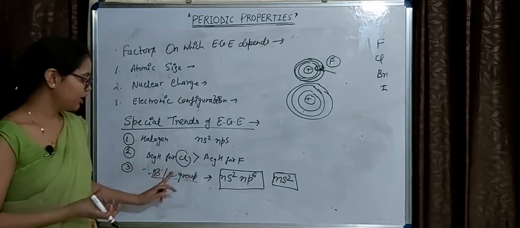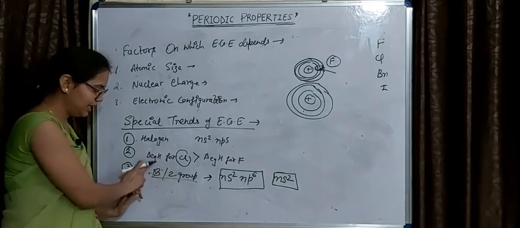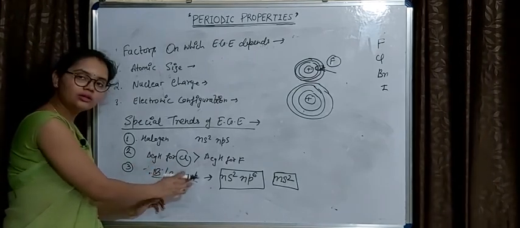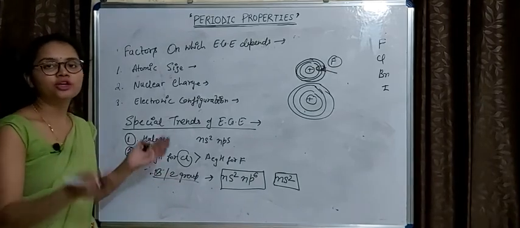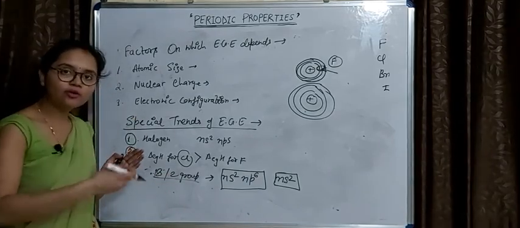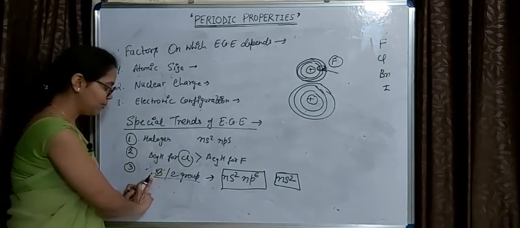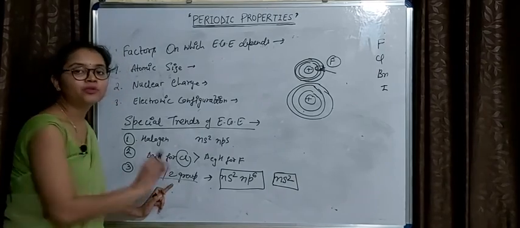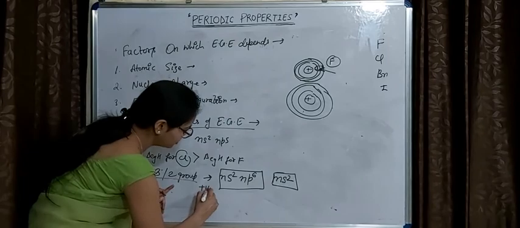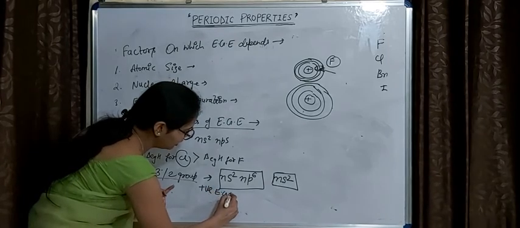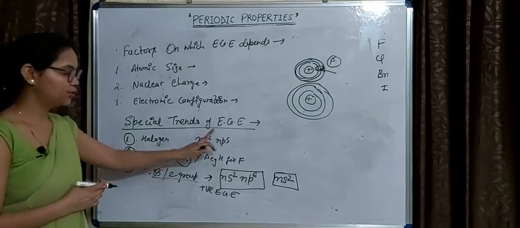So if you want to add an electron to group 18 elements or group 2 elements, then you have to provide energy. Because we are providing energy to add the electron, group 18 elements and group 2 elements will show positive electron gain enthalpy. So this is the next special trend of electron gain enthalpy.